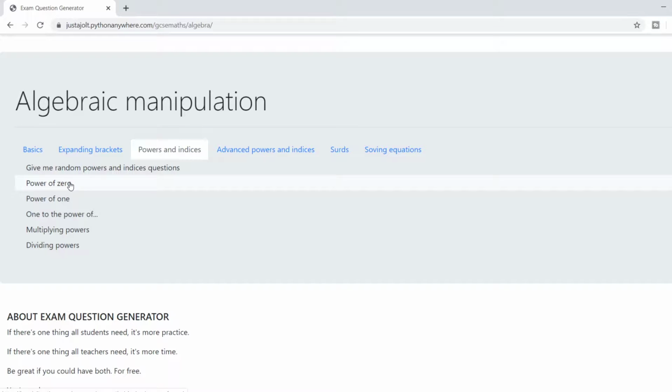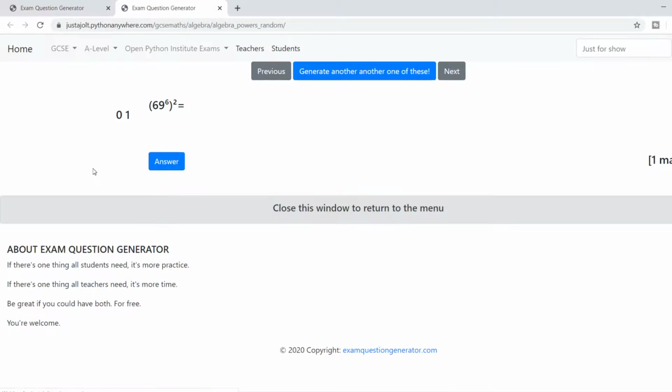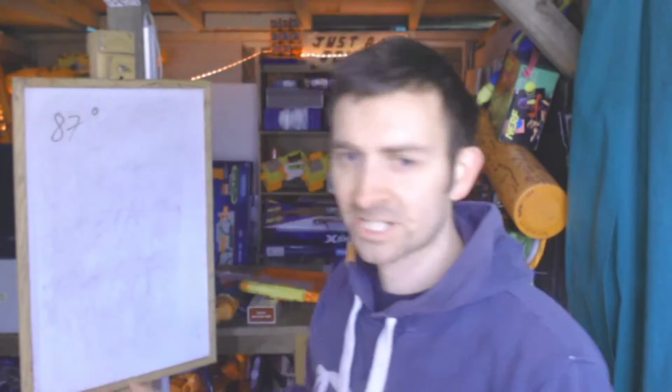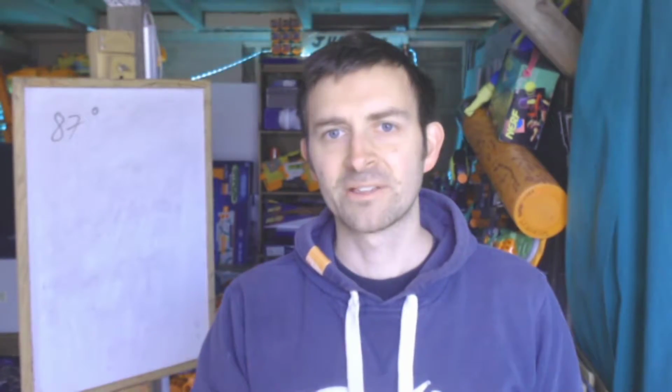The first thing we're going to do is look at these basic powers and indices questions, then we'll move on to more advanced stuff. We don't want the random questions, we want power of 0. The first thing we're going to think about is one of the basic indices rules, which is what you do with the power of 0. Here we've got 87 to the power of 0.